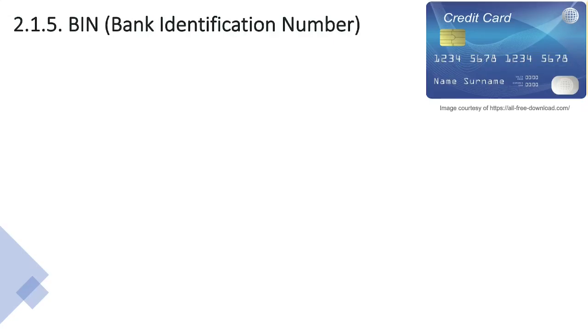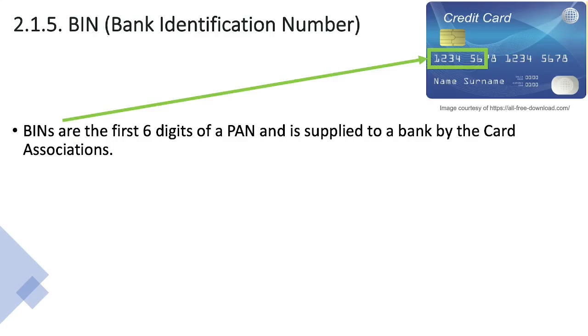Right, let's move on to BINs, or bank identification number. So what is a BIN? A BIN is the first 6 digits of the PAN that we just discussed. Okay, the BIN is supplied to the bank by the card association. So let's just take a step back. A PAN is unique to a card and is unique to a card holder. A BIN is unique to an issuer, to an issuing bank.